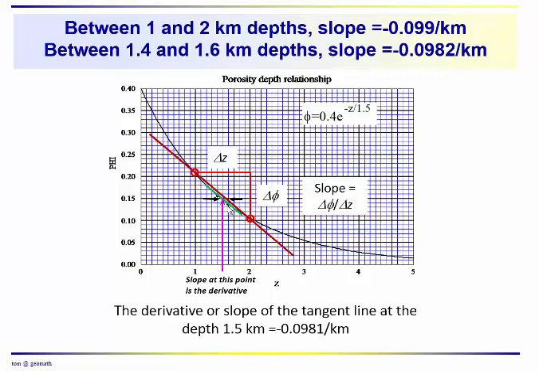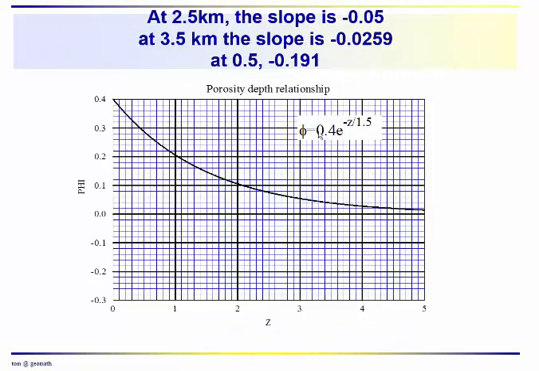We have to get the coordinates for these 2 points, calculate our delta phi, delta z, and so on. What we'd like to be able to do is to get a function which represents the derivative of this, so we don't have to go through the mapping of the slopes. So we have a point here, which is the slope at 0.5 kilometers. We've got a point here at 1.5 kilometers. This is the slope. You can notice that the slopes are negative. They're a scaled version of the original porosity.